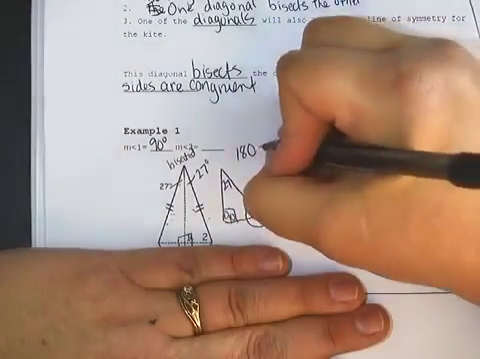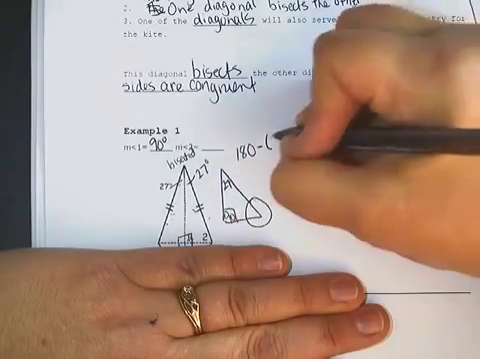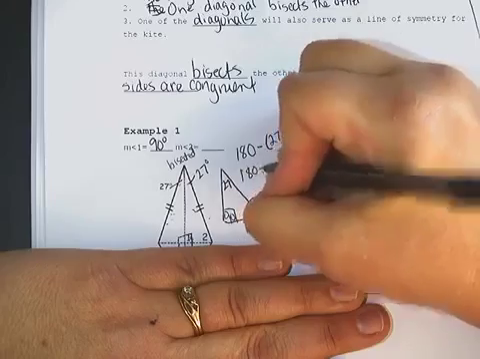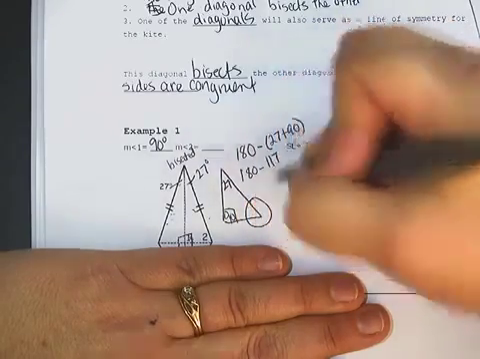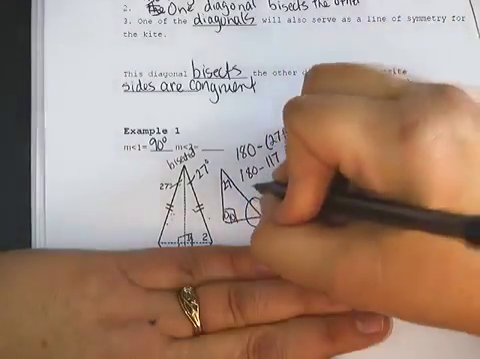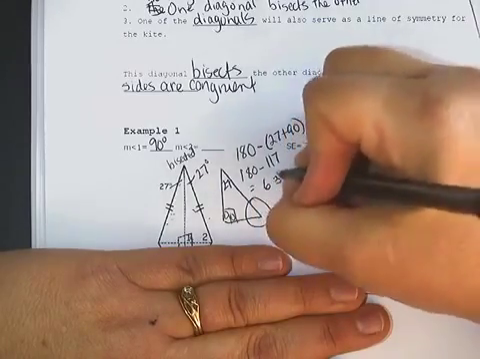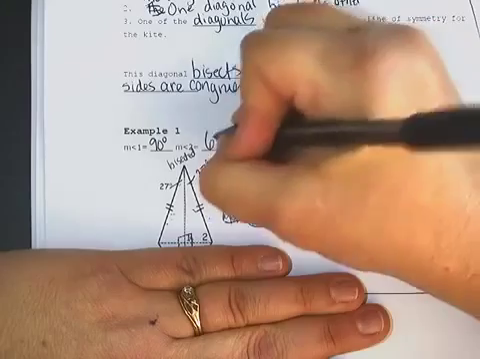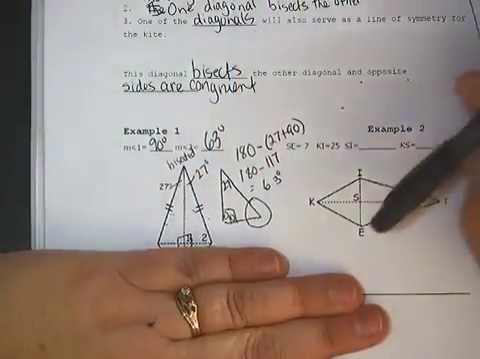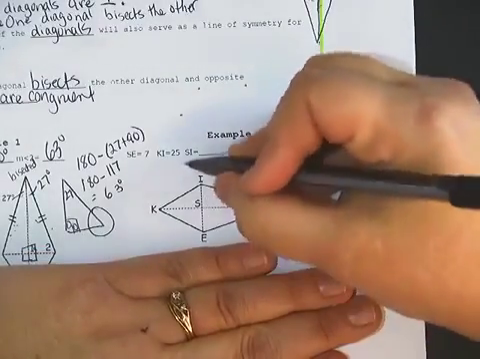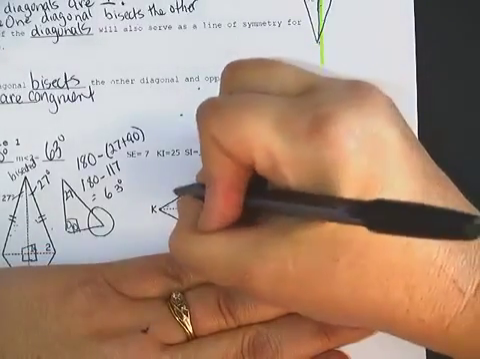There's 27 degrees. So to find this angle, all I've got to do is say, well, all the angles in a triangle add up to 180. So I need to add 27 and 90 and subtract it from 180. Well, that would be 180 minus 117. And let's see, that would be 63 degrees, I believe. So this missing angle here is 63 degrees.